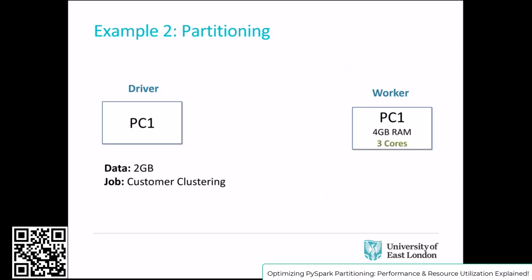Okay, in this case, the same data, 2 gigabytes, the same job, but here you have just one machine. If you have one machine, driver and worker are the same, right? They are on the same machine. So in this case, you have 3 cores. How many partitions, and what size would you like to go with for the partition? You have 2 gigabytes of data. You have to consider the number of cores.